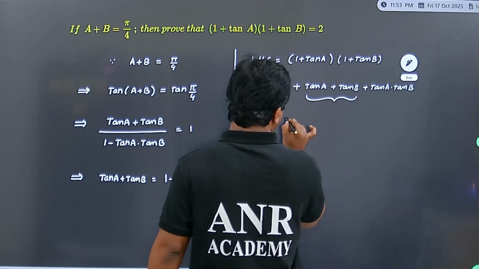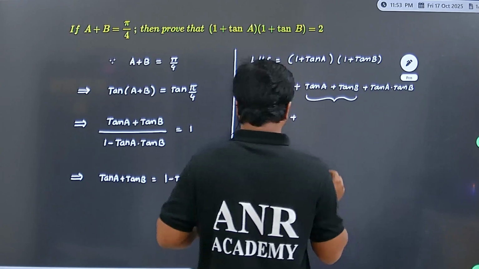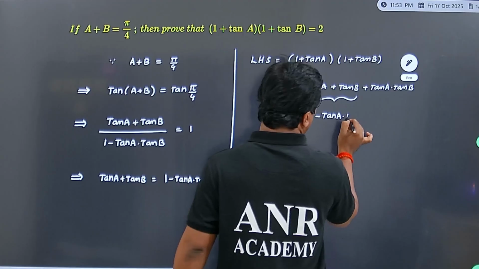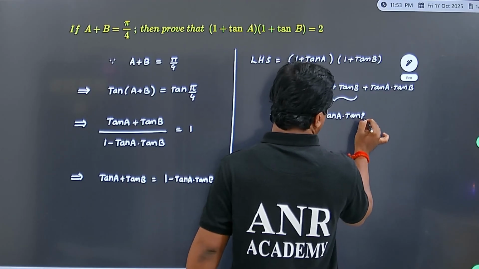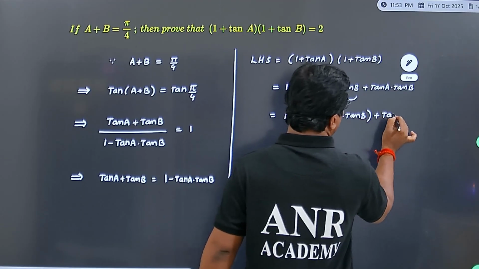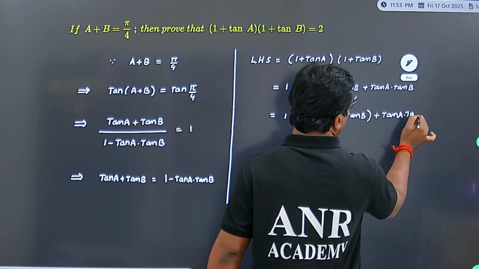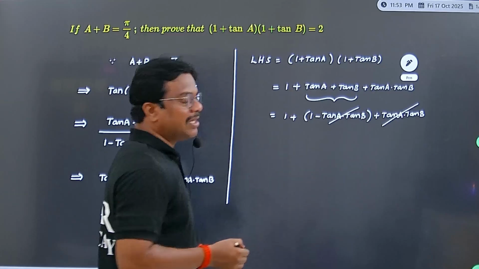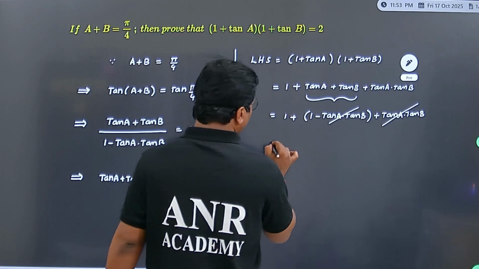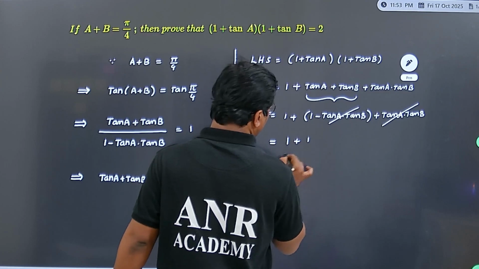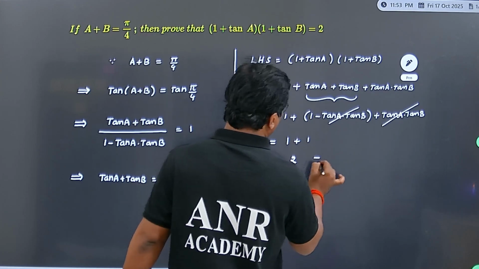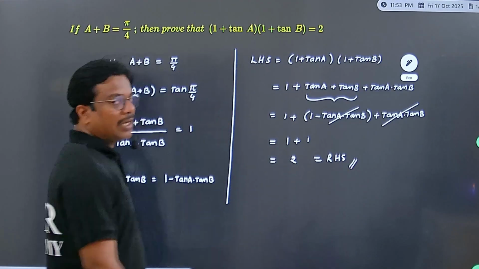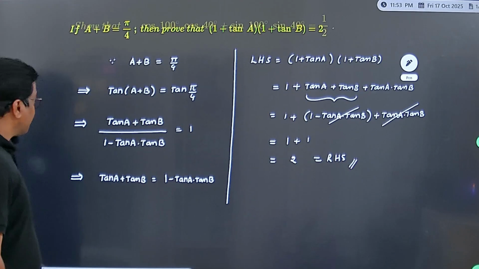The combination of these two you can replace by 1 minus tan a into tan b, plus tan a into tan b here. Plus tan a into tan b minus tan a into tan b gets cancelled, and we get 1 plus 1 that is equal to 2. This is your RHS part. Let us move to the next one.